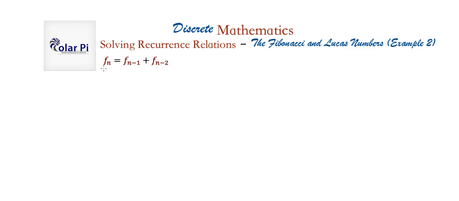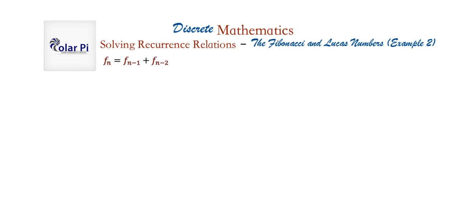And by the way, you should reckon that this recurrence relation defines the Fibonacci number sequence. Additionally, the same recurrence relation defines the Lucas number sequence. That's to say that the only difference between the Fibonacci and Lucas number sequences is how they start.